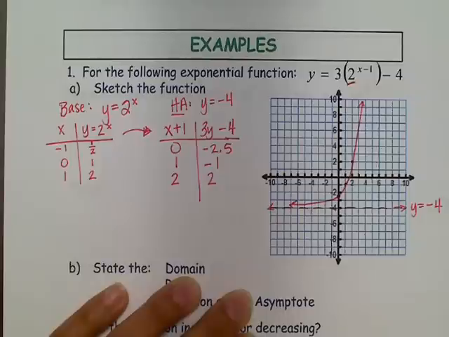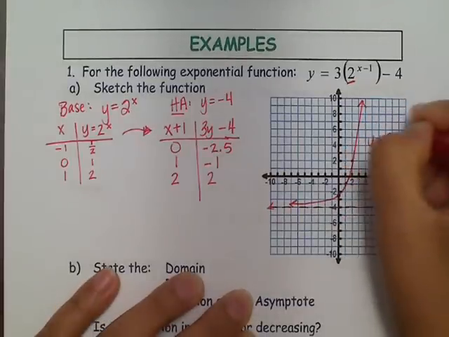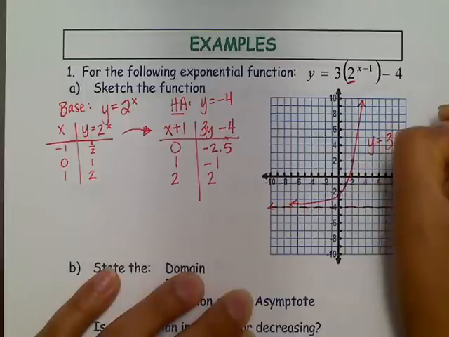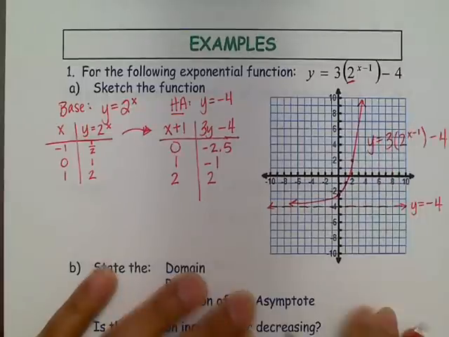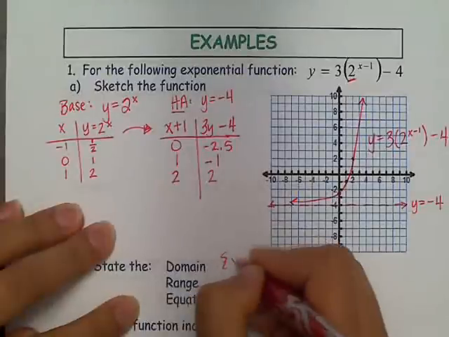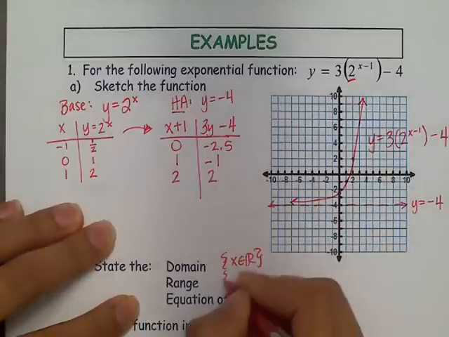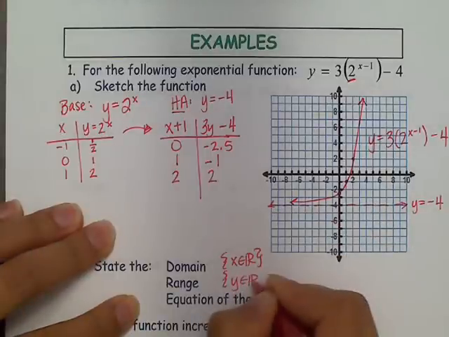And the point farthest away from the asymptote continues to get farther and farther away from the asymptote as well. So here's a graph of y equals 3 times 2 to the exponent x minus 1 minus 4. Now then, all we need to do is state the domain. So that's all real numbers since the graph continues infinitely to the left and to the right.